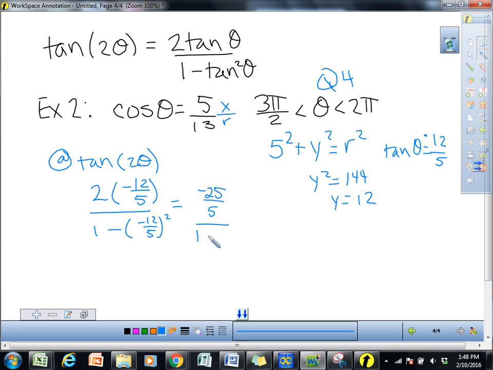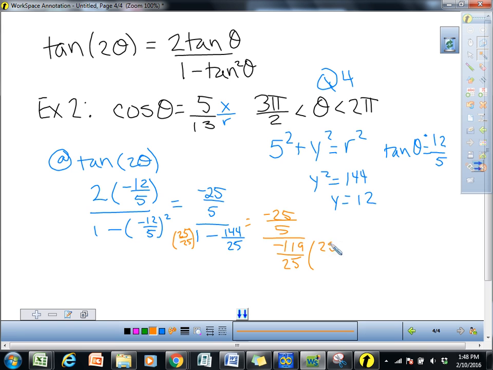On the bottom, I do 1 minus negative 12 squared is 144. 5 squared is 25. I'm going to need to get a common denominator on my bottom. So 25 over 25. And I'm going to get 25 minus 144 is going to turn into negative 119 over 25.